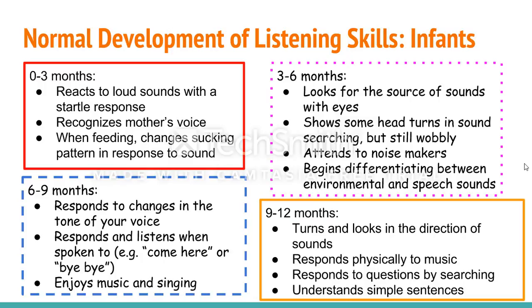From 6 to 9 months, your child will respond to changes in the tone of your voice and responds and listens when spoken to. And then they will turn and look in the direction of sounds. The baby will start to directly locate a sound to the side. This will occur in between 6 to 12 months. And also your baby will enjoy music and singing. From 9 to 12 months, they will respond physically to music, and they will respond to questions by searching and understand simple sentences.